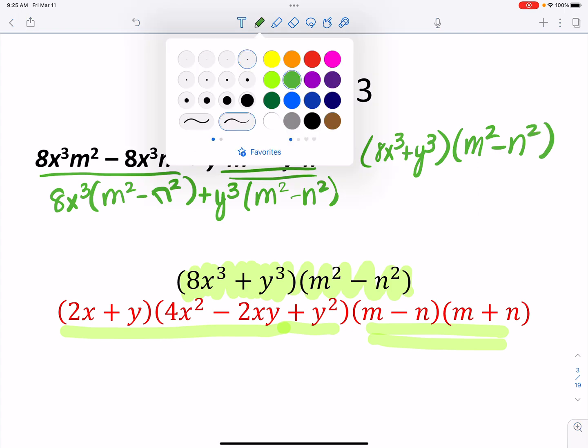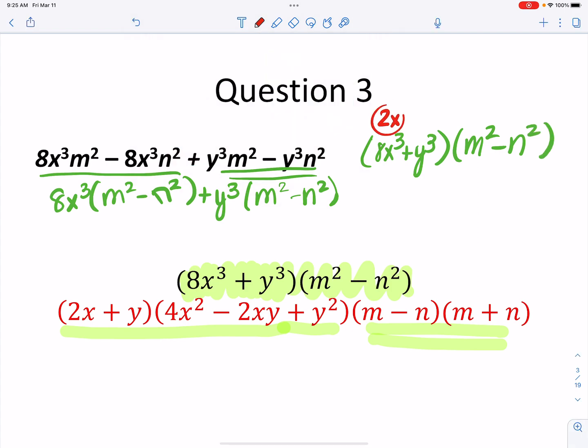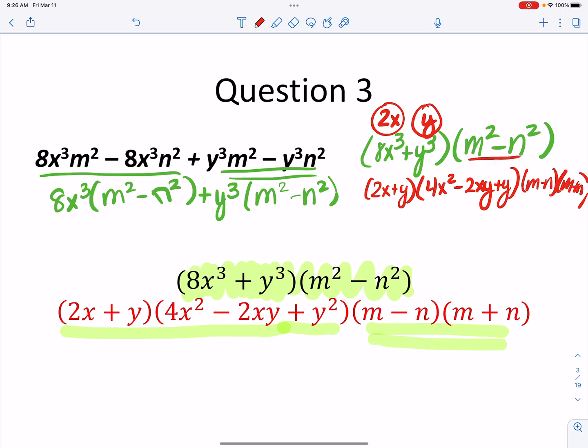If I look at this first one, the cube root of this is 2x and the cube root of this is y. So I'd have 2x plus y. Square it, then the product of them is 2xy, with the opposite sign, plus y squared. And then m squared minus n squared is a difference of squares, so m minus n, m plus n. That's from the first chapter. So that would be the complete right answer.